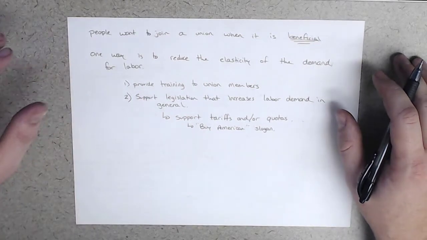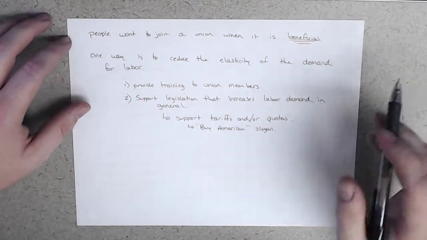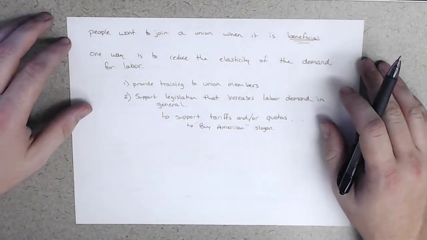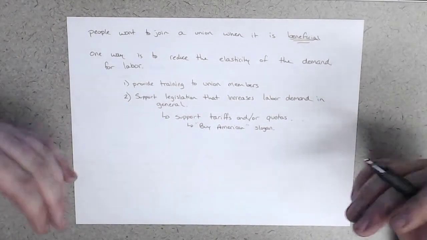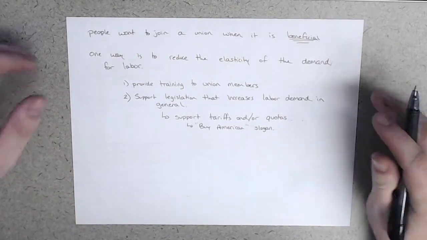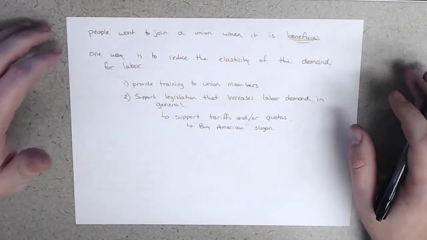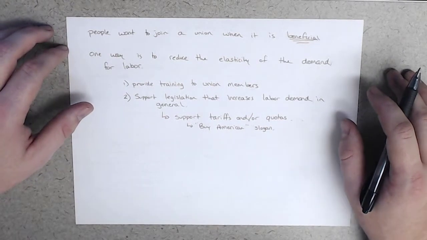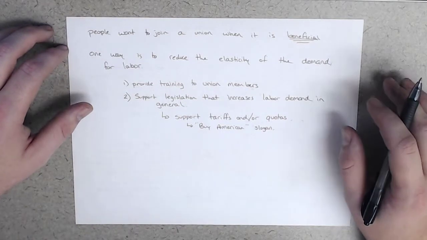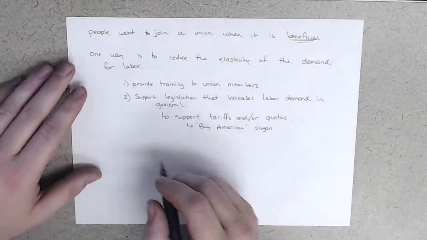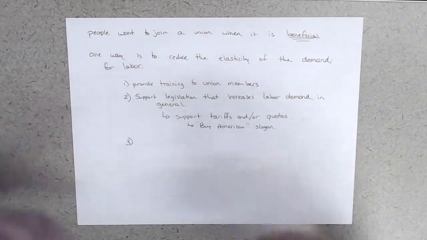And so if the UAW were able to pass a tariff or a quota that limits the number of Japanese cars that come into the U.S., that would increase the demand for American car workers, right? And now there'd be more American car workers working in the factories, and the union would have more people that would potentially join, okay?